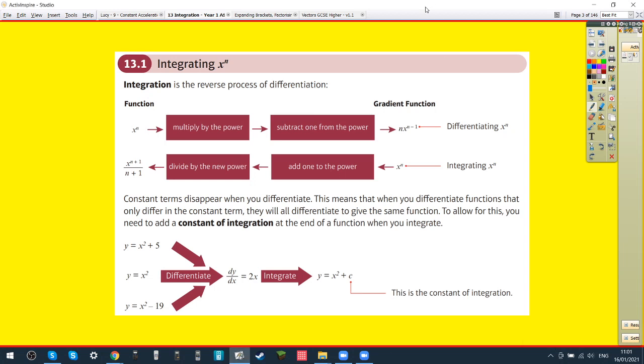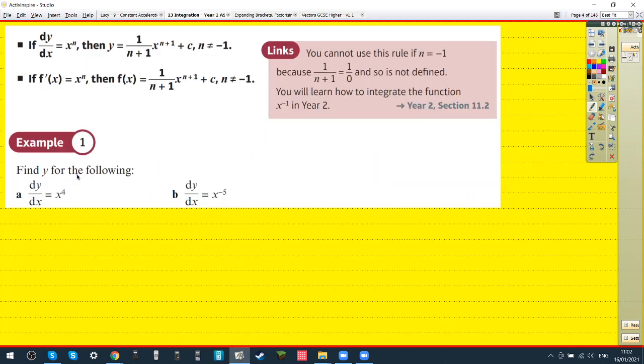Integration is, sorry, differentiation is where you subtract 1 from the power. Integration is the reverse. You first add 1 to the power and then you divide by the new power. And there's a little extra something we'll do later. Okay, how about this one?